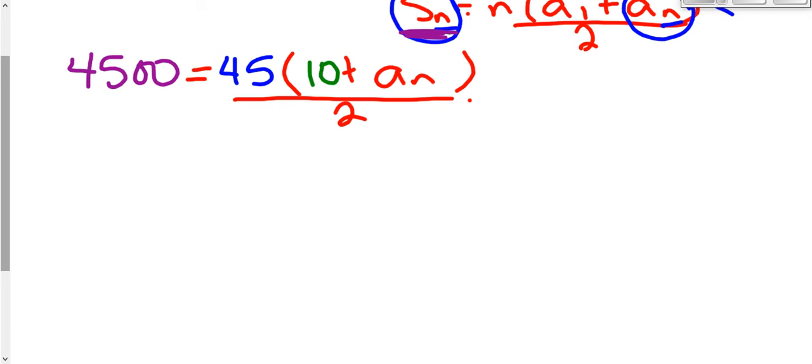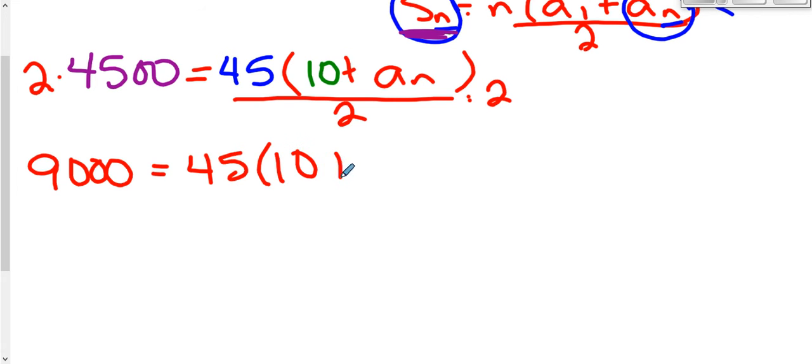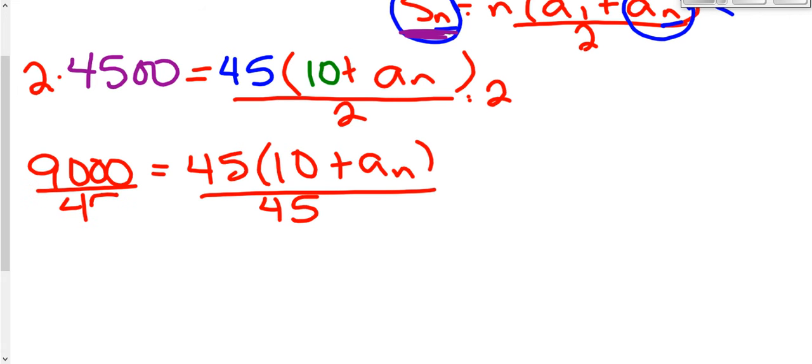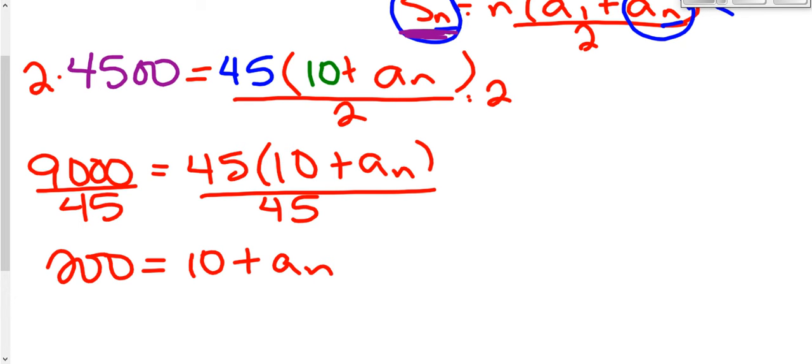I'm going to start by getting rid of this divided by 2 from my equation. I'm going to multiply both sides by 2. I end up with 9,000 equals 45 times 10 plus a sub n. Now I can divide both sides by 45 to keep unwrapping this a sub n. And it looks like 200 is going to equal 10 plus a sub n. Now the only thing holding a sub n hostage is this plus 10, so I'll subtract 10 from both sides, and it looks like a sub n is going to equal 190.